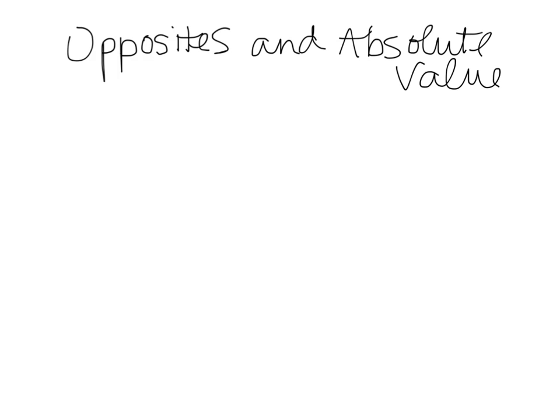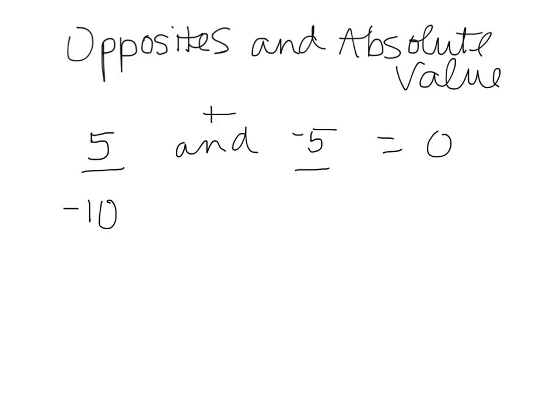When you were exploring with barrels of flour and losses and gains of yardage in football in the last activity, hopefully you came to an understanding of numbers and their opposites. It's pretty intuitive to know that 5 and -5 are opposites. Whenever you add a number to its opposite, you always get 0. So the opposite of -10 is +10. The opposite of 4 is -4.